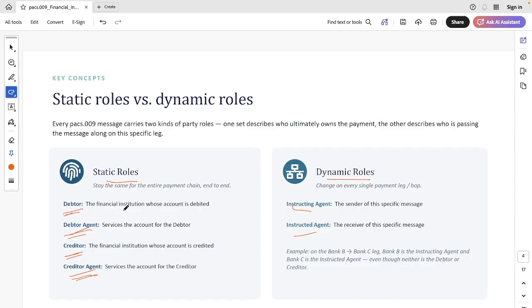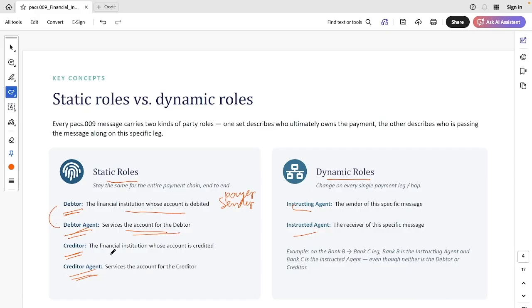Debtor is the financial institution whose account is debited. In simple terms, it is actually the sender, or you can say the payer. Debtor agent is the financial institution servicing the debtor's account. So debtor agent is basically the servicing agent of the debtor. That means the debtor basically has an account with the debtor agent.